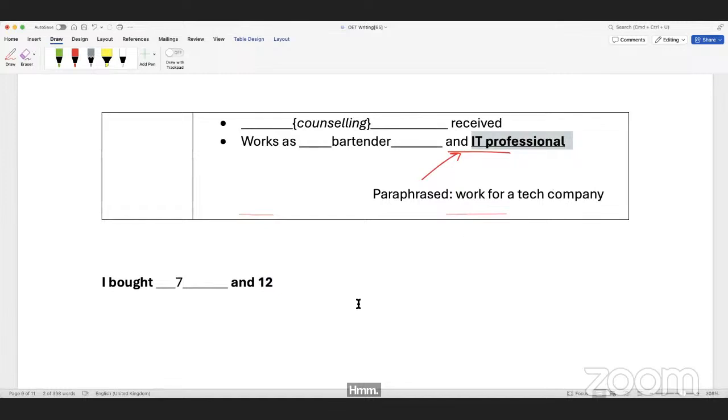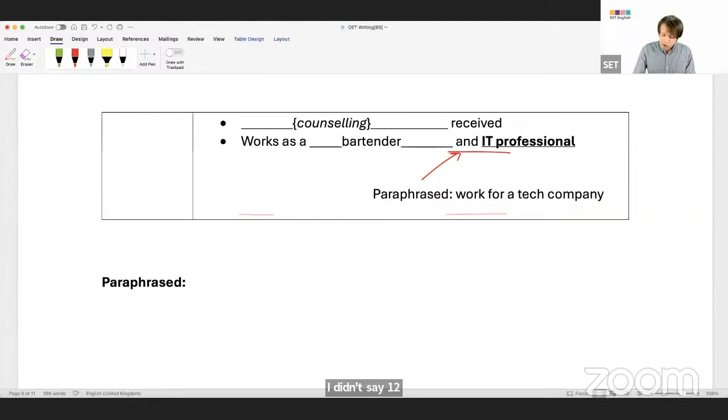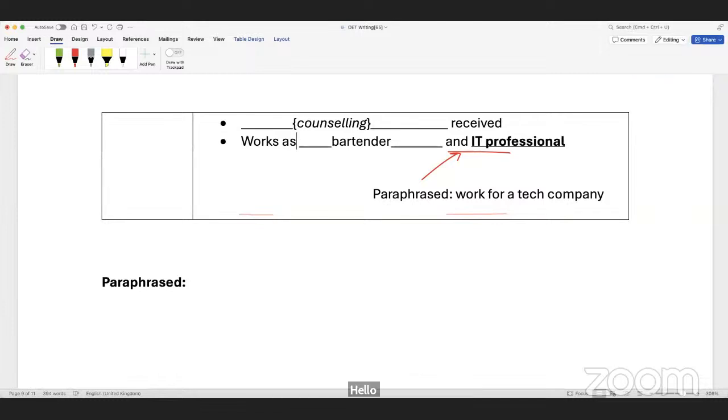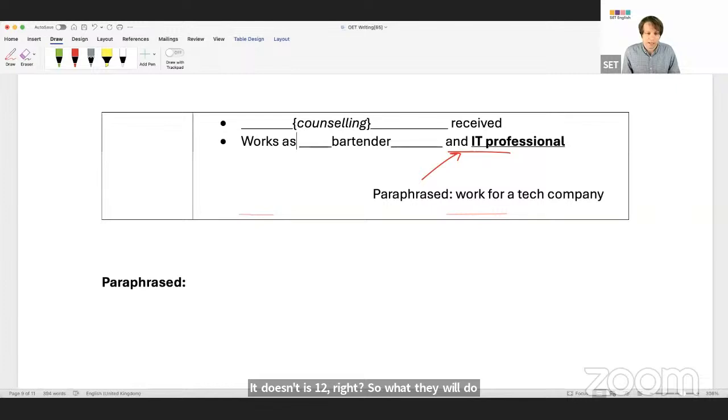Yeah, Helen, I have a question. Sorry, I raised my hand. Works as, we need the indefinite article here, so should we put it in an answer or not? Great question. Normally, I don't think it really matters, to be honest. I don't think it matters with the articles too much. They're not really testing that.